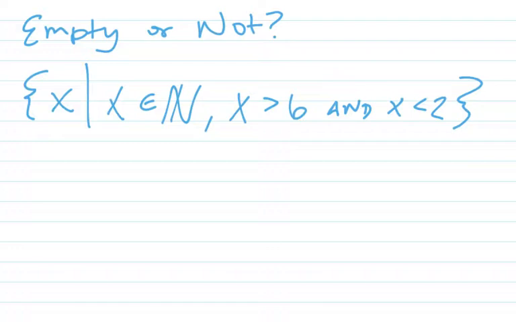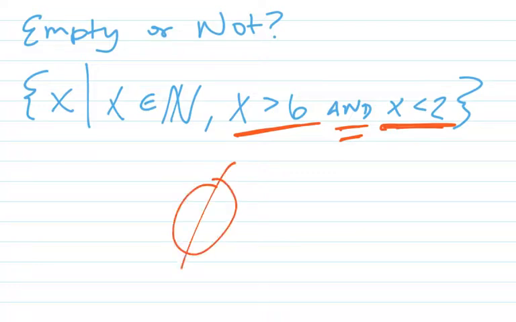Okay, now we have x's such that x is in the natural numbers and x is greater than 6 and x is less than 2. So are there any numbers that could be greater than 6 and less than 2? Well, if a number is greater than 6, then it's also greater than 2. So it's not possible to have this happen. This represents a set without any elements because no elements can make those conditions work.